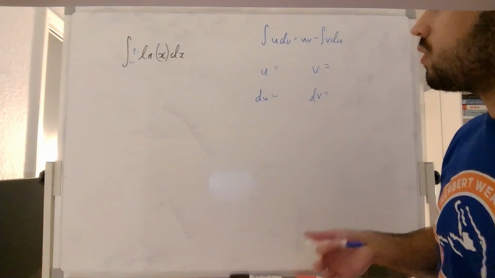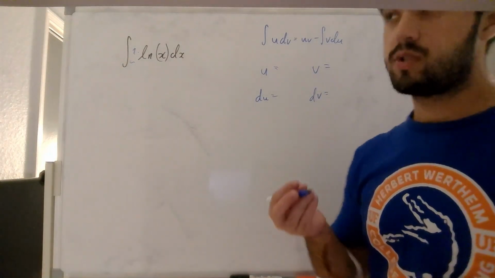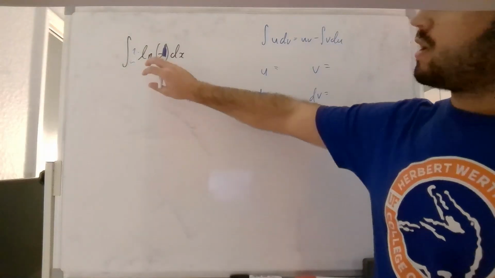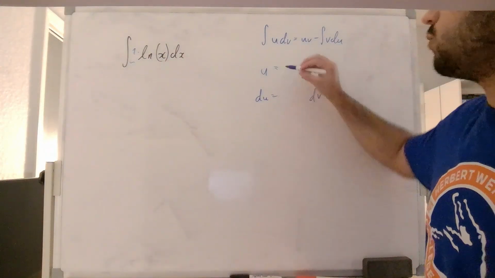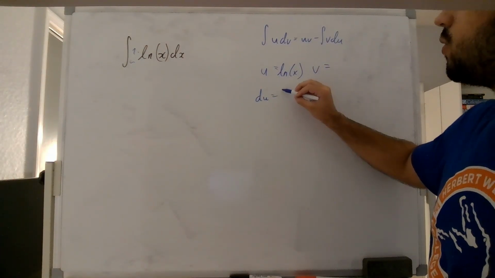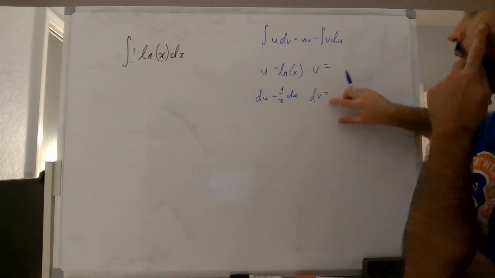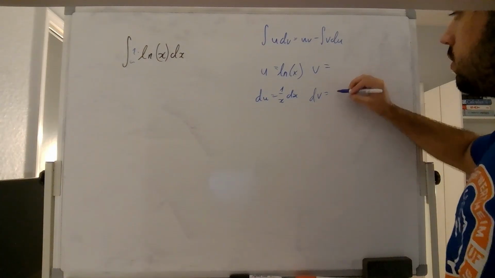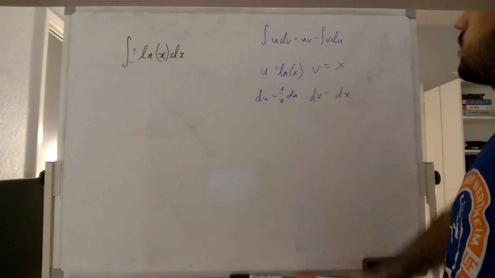So what I can do is we can use the Lie method. 1 is algebraic in this case. Ln is logarithmic. Logarithmic comes first. Logarithmic is our u. So ln of x is our u. du is 1 over x dx. Our dv is going to be 1 dx, so just dx, which means our v is x.